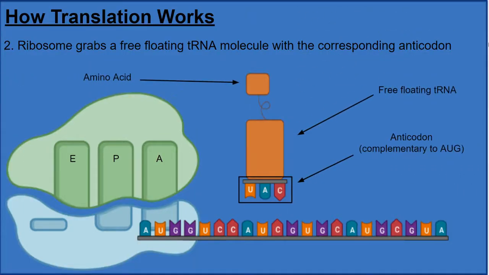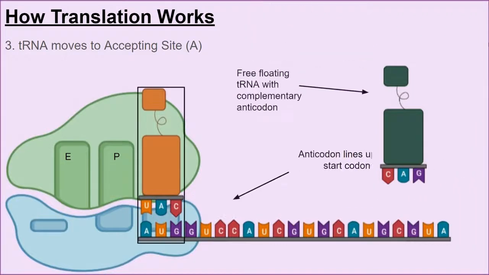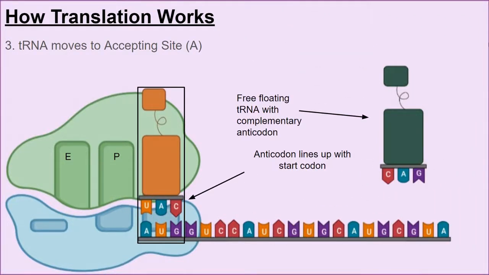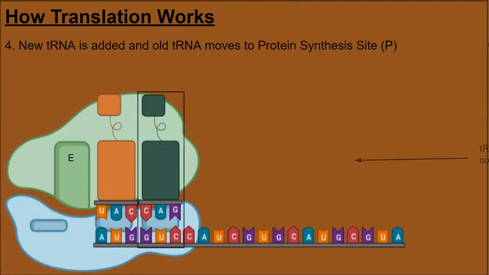The second step is to grab a free-floating tRNA molecule. tRNA molecules consist of an amino acid and an anticodon. The anticodon dictates which codon it binds to, and the amino acid it is donated at the P site. The third step is for the anticodon to line up with the start codon as the tRNA moves to the A site.